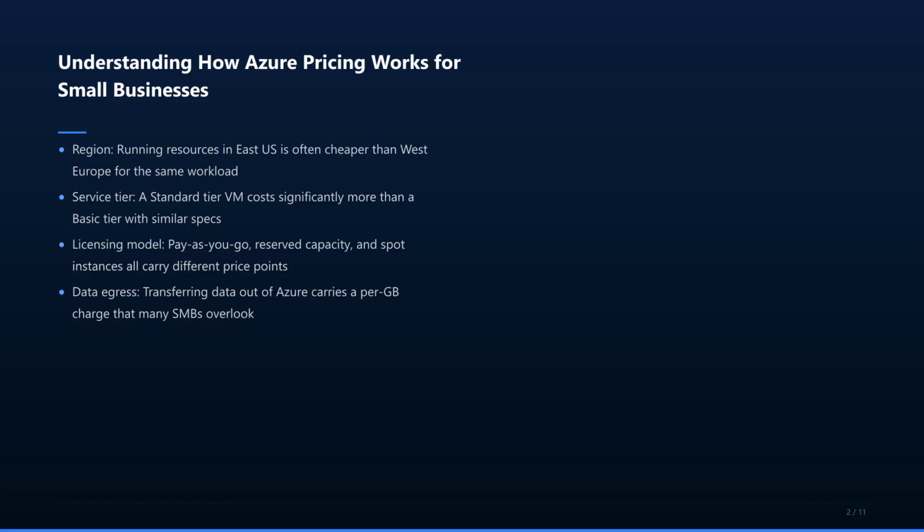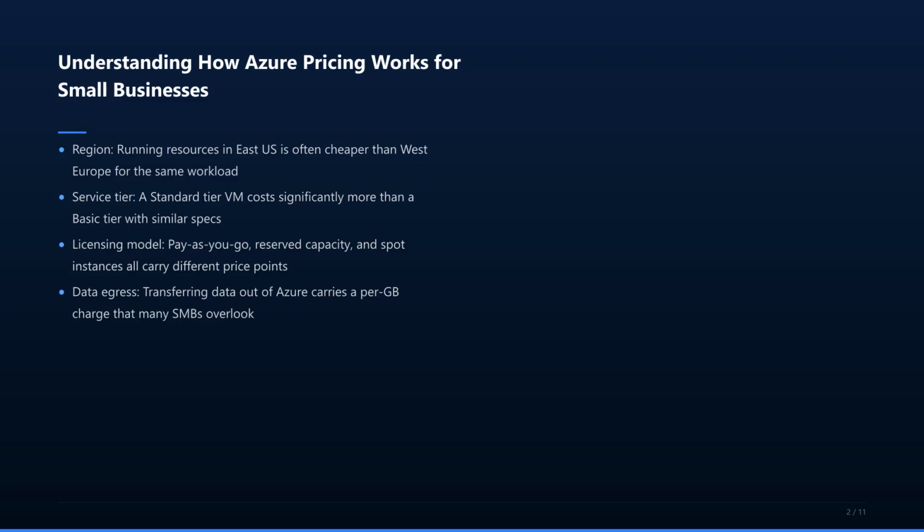Before you can optimize anything, you need a clear picture of how Azure charges you. The platform uses a consumption-based model where you pay for compute, storage, networking, and services as you use them. That flexibility is genuinely useful for unpredictable workloads. The problem is that same flexibility means costs can creep up without warning.